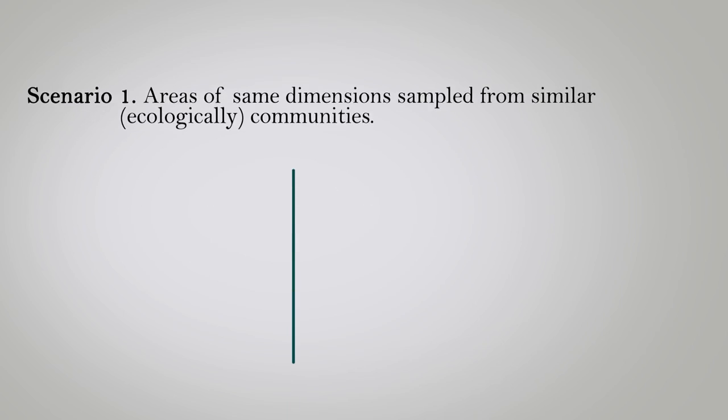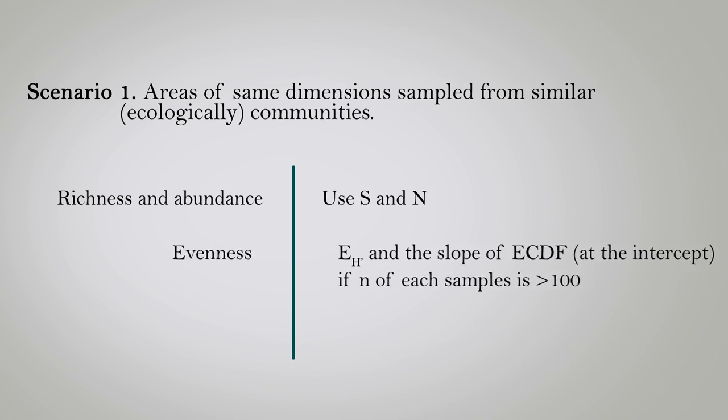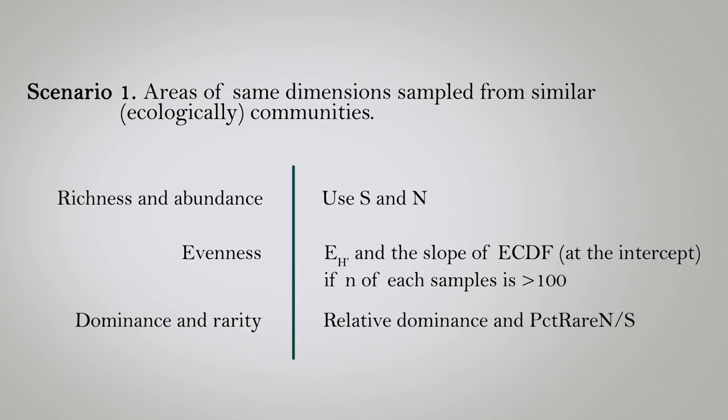In the first scenario, areas of the same dimension sampled from similar ecological communities, we can use richness and abundance, such as S or N, to compare two communities. A very useful index to compare evenness of the two samples is the E_H, and the slope of an ACDF graph as the intercept if N of each sample is greater than 100 individuals. And if we want to understand differences in dominance and rarity, we can use the relative dominance and the percentage of rare species, or N divided by S.